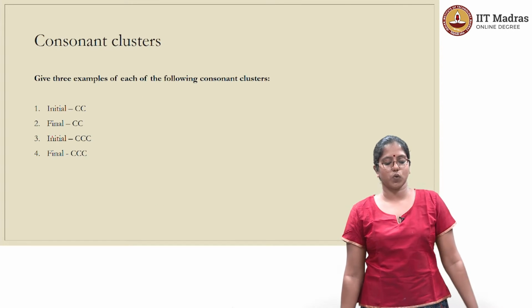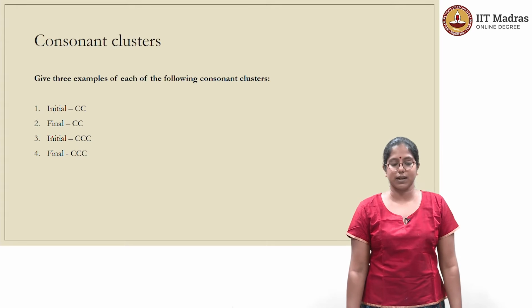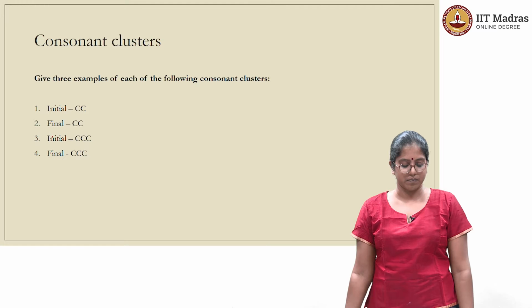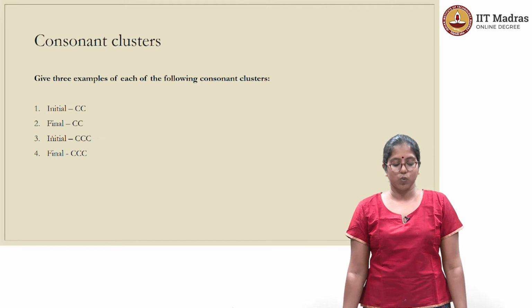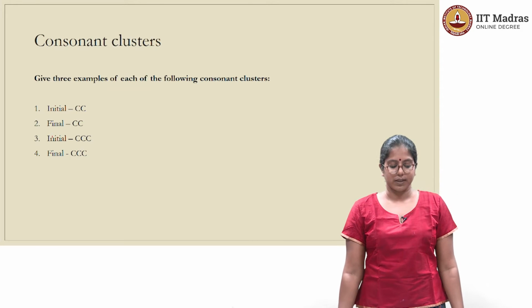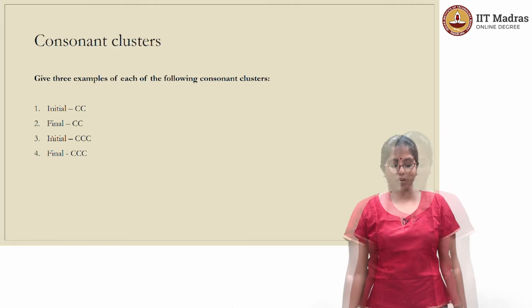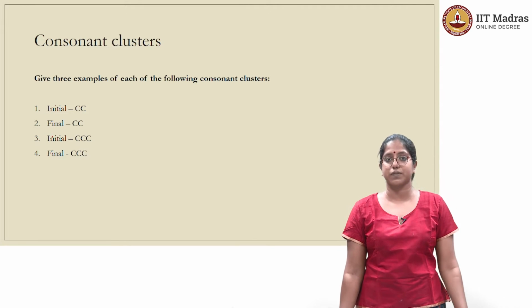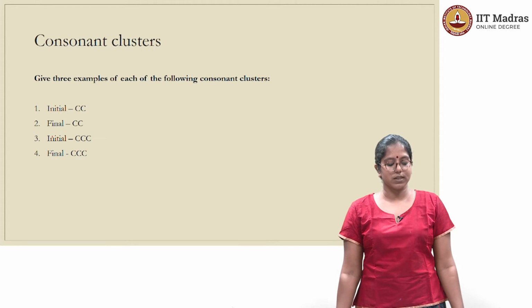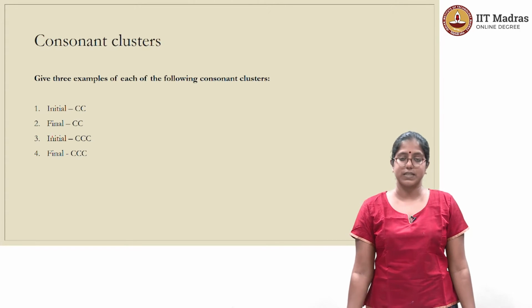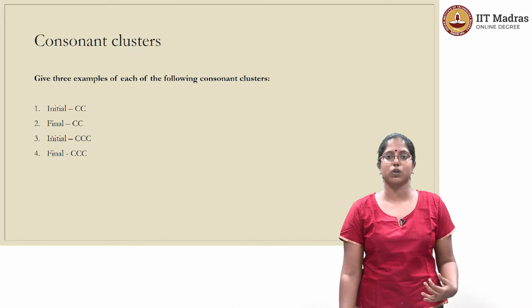The next question is about consonant clusters. Give 3 examples of each of the following consonant clusters, where the word initial should have a consonant cluster of CC. Then the word final position should have a consonant cluster of CC. The third is where the word initial position should have a consonant cluster of CCC. And the fourth is where the word has a final consonant cluster of CCC. Now you pause the video, work on the questions and come back.